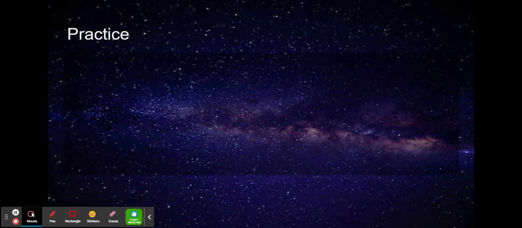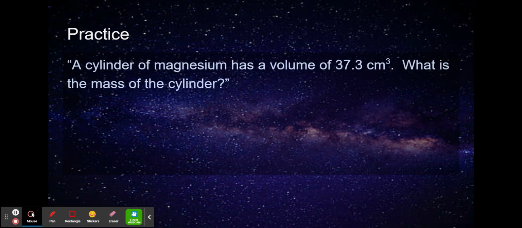All right, in this video, we're going to just do a couple of practice problems using density to convert between volume and mass. So here's a problem. The first thing we need to do is read it. A cylinder of magnesium has a volume of 37.3 centimeters cubed. What is the mass of the cylinder?